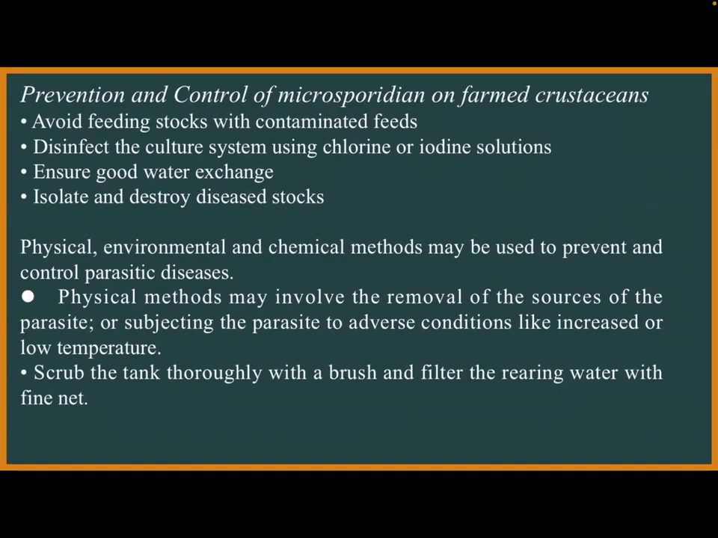How to prevent and control Microsporidian on farmed crustaceans, specifically on crabs. Avoid feeding stocks with contaminated feeds, disinfect the culture system using chlorine or iodine solution, ensure good water exchange, and isolate and destroy diseased stocks. Physical, environmental, and chemical methods may also be used to prevent and control parasitic diseases.